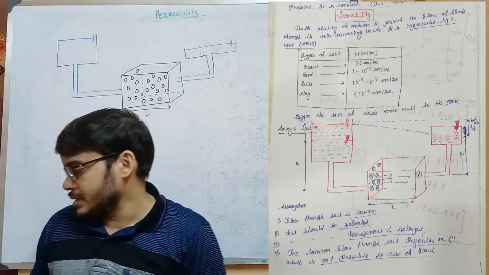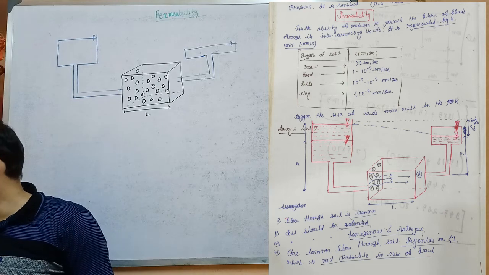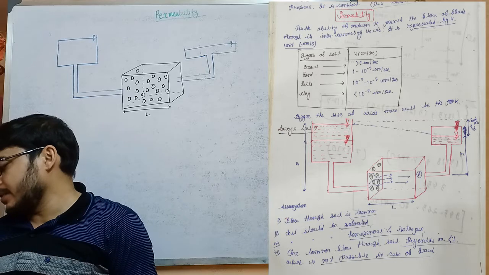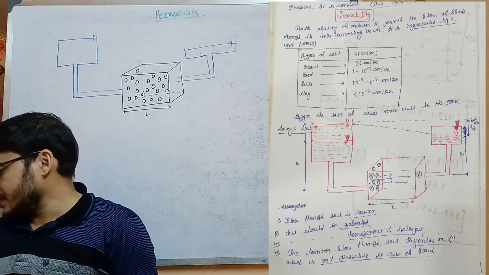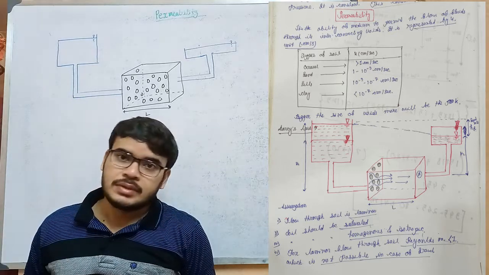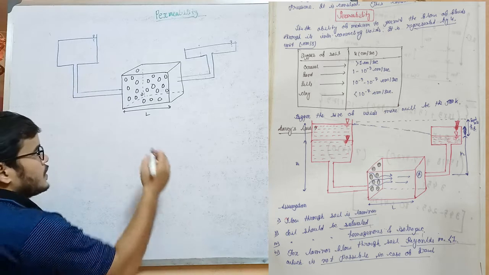Write down the definition. That is, it is the ability of the medium to permit the flow of fluids through its interconnecting voids. It is represented by K. Unit of K is centimeter per second. So what is permeability?